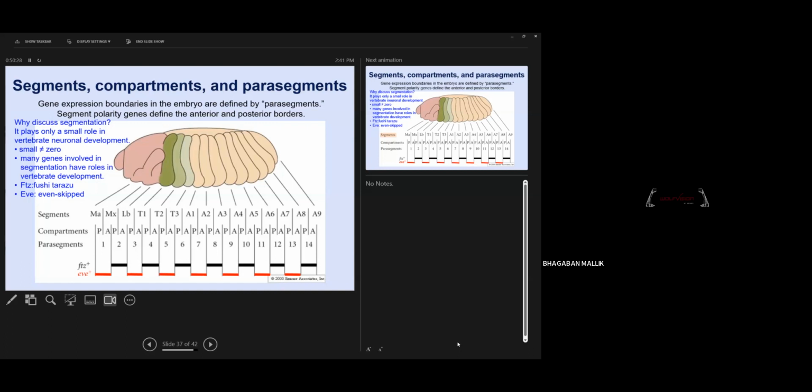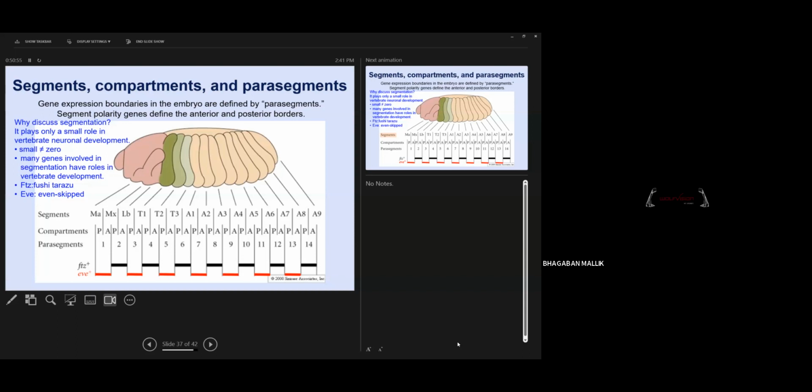So why discuss segmentation? It plays only a small role in vertebrate neural development. Small role. It's not zero, right? It's not zero. There is some role. Some of the genes are also required for vertebrate segmentation. That's why it's important to study this in the lower animals. That's why I'm covering some of the genes required for segmentation.